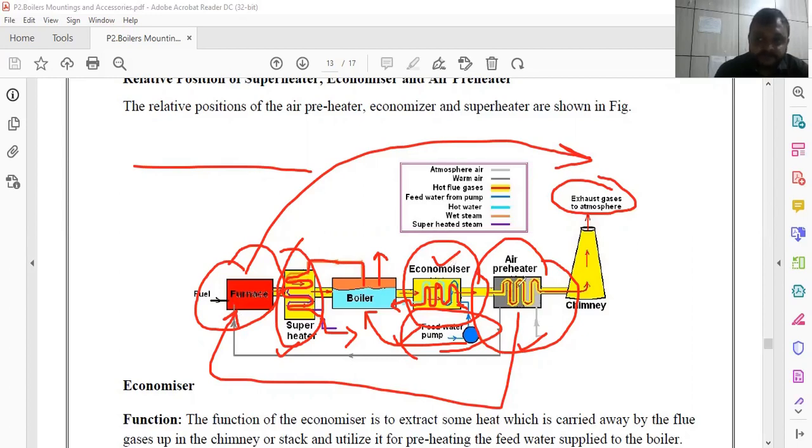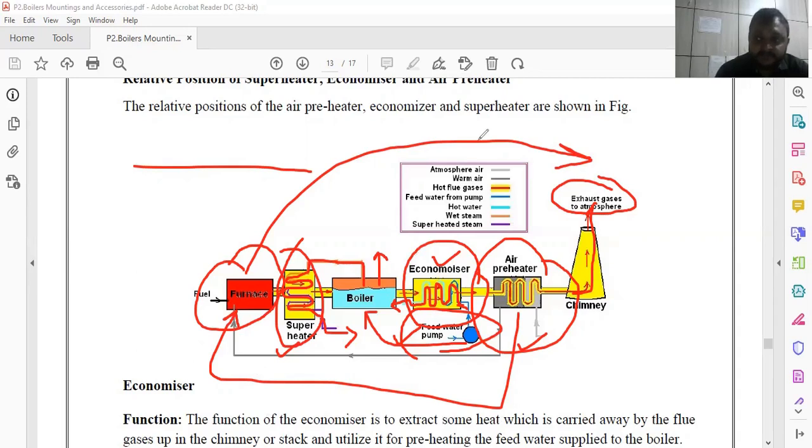And then the exhaust gas, in which not much heat is available, is thrown to the atmosphere. So this is the way we can utilize the heat available in the exhaust gas: by means of the superheater, by preheating the steam before sending it to a specific application, then preheating the feed water before sending it into the boiler, and then preheating the air before sending it into the furnace. This is the actual concept of the boiler accessories.